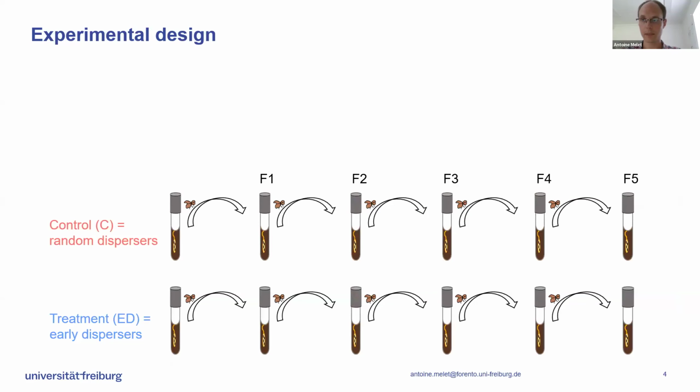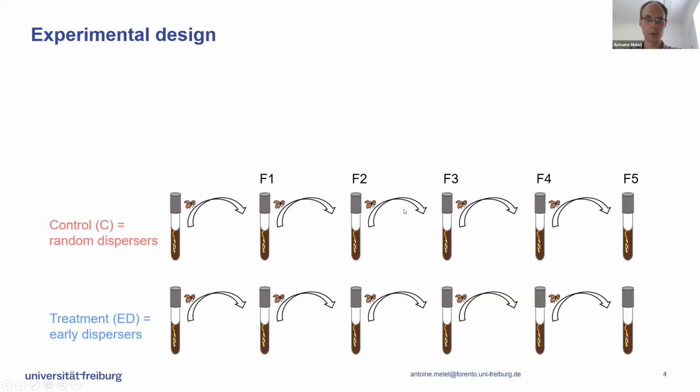To test that, I split the lab-bred population in two lineages, a control and a treatment. In the control lineage, I selected dispersing females at random and used those to start the next generation. And in the treatment, the early disperser treatment, I only picked the first females to disperse from any given nest, and only those females I used to start the next generation. And I maintained this selection regime over 5 successive generations.